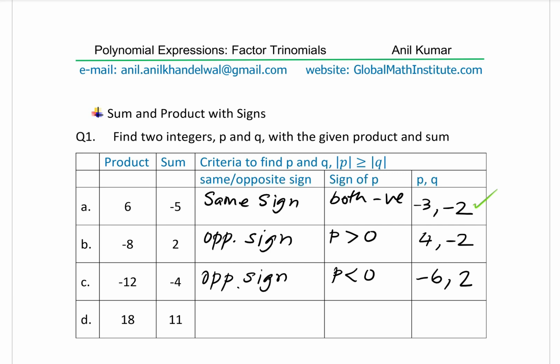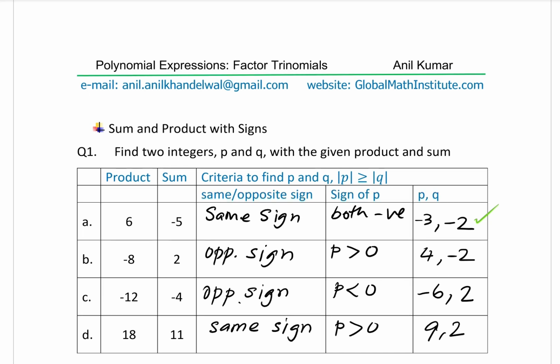Both are positive. Both positive means that we are working with the same sign, and now we have sum is positive. That means P is greater than 0. Q is also greater than 0. Both are positive, right? 18 is the product. 11 is the sum. 9 times 2 gives us the result. When you add them up, it is 11. So here is a very interesting exercise, and that is going to help you in factoring. I'd like you to pause the video, go through it, try to understand this concept, and then move forward.